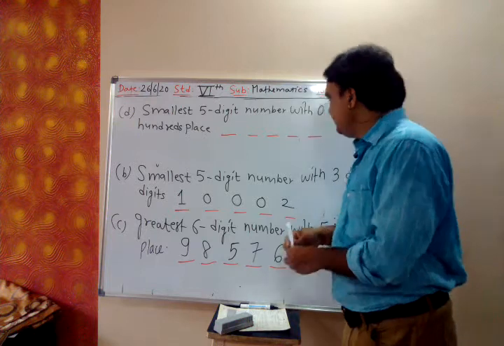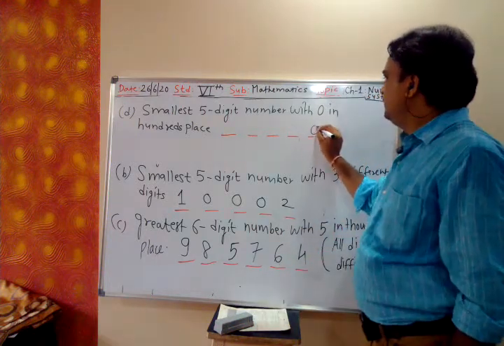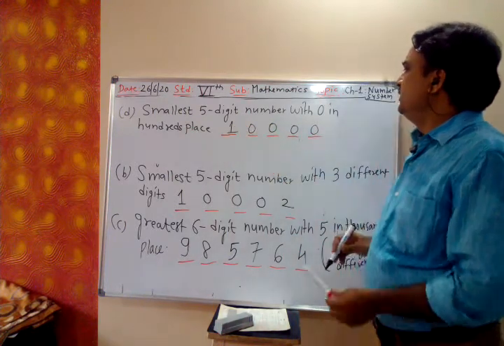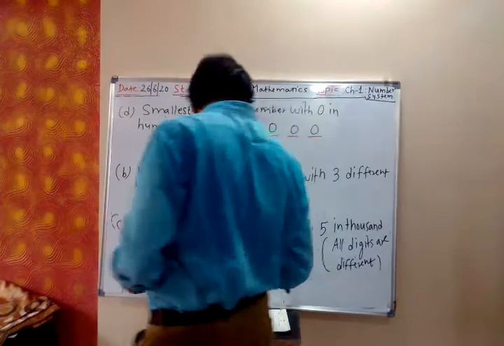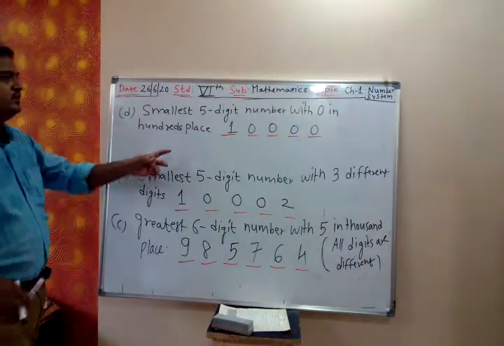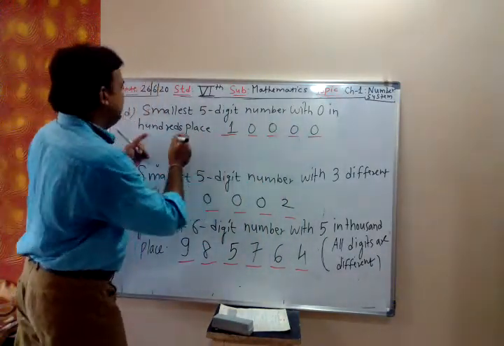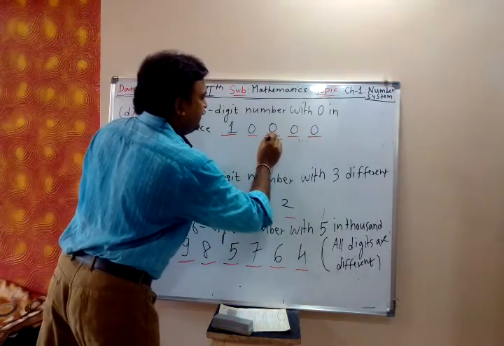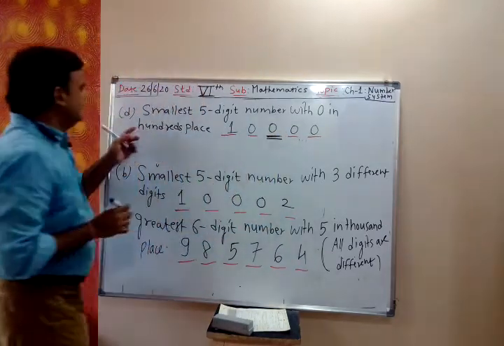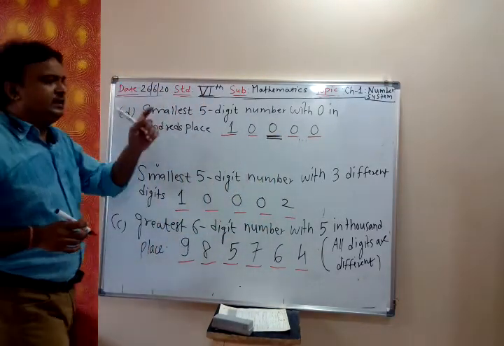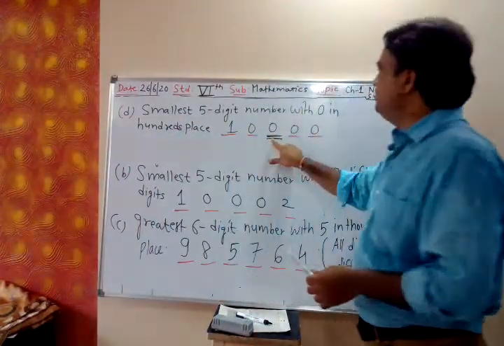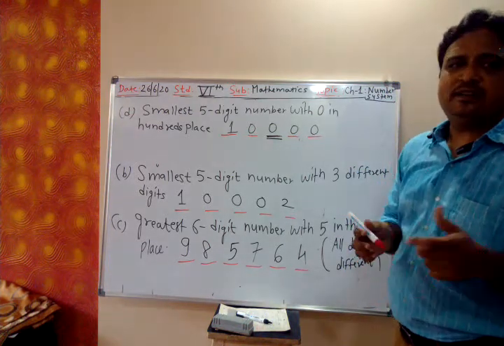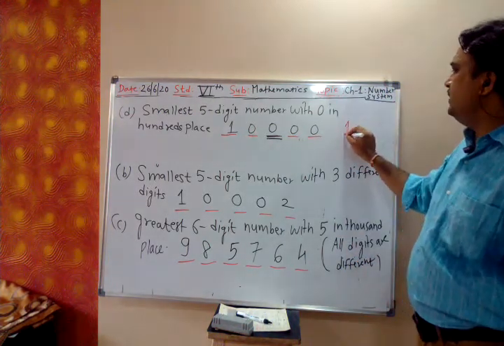So 0 in 100 place, I can take this as 0, 0, 0, 0, 1. Clear? So 10,000. Here this 100 place is 0, tens. See, because you want 0 in the 100 place. So there 0 is in the 100 place. What is the smallest 5-digit number? Tell me.